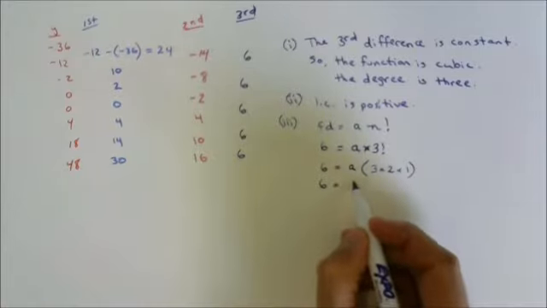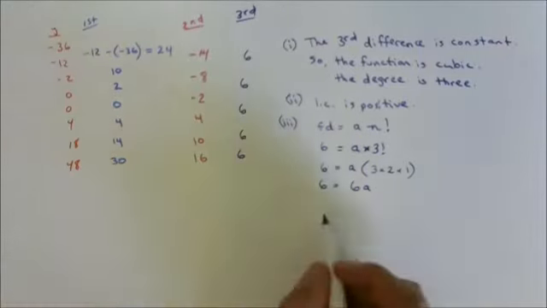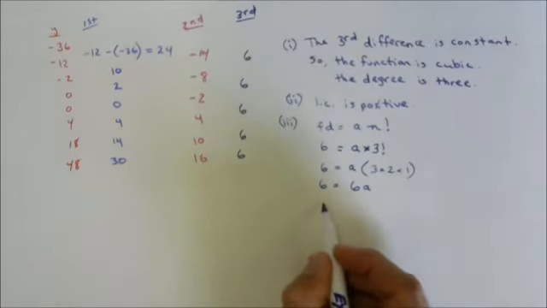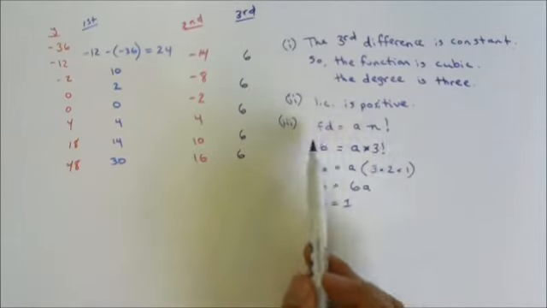Which means on the right side we have 6 times a, which tells us we divide both sides by 6, we get a equals 1. What was a again? Well, now we know it's 1. So now we know the leading coefficient is 1. Once you do this a bunch of times, it becomes pretty straightforward, knowing which piece is what.